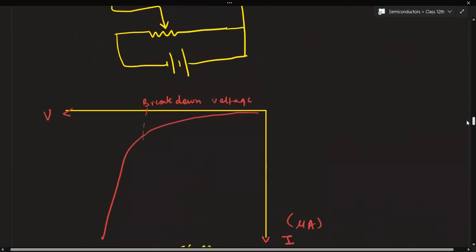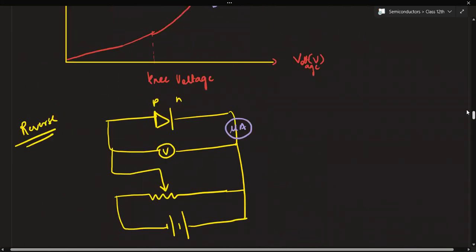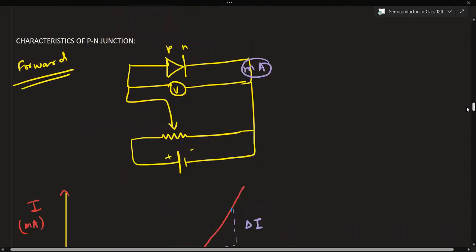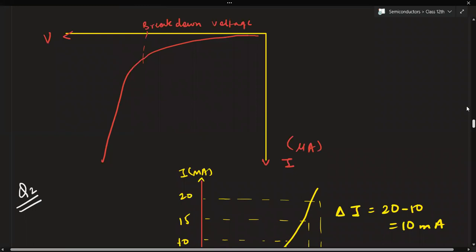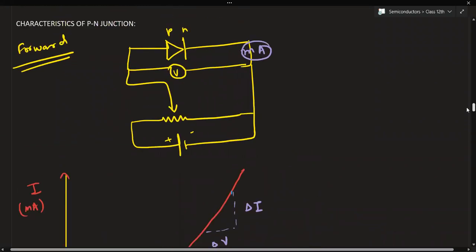Graphs, have you plotted? Till where had you written? Graphs, have you written from the question? You have not written. Fine. Note down the characteristics of PN junction.